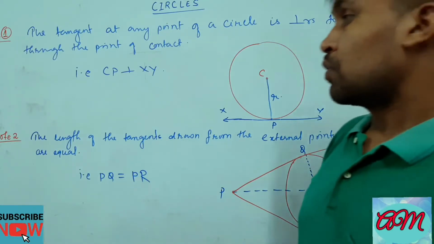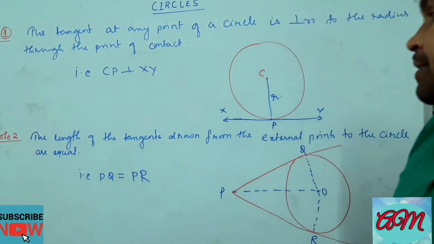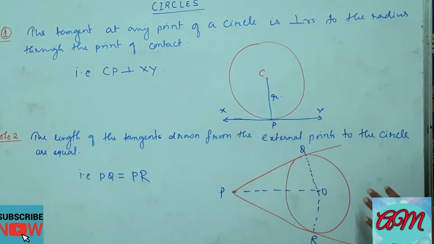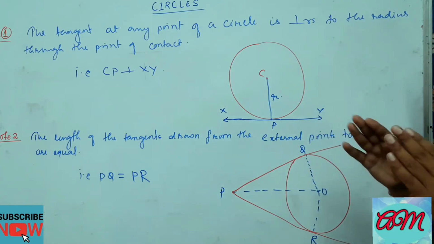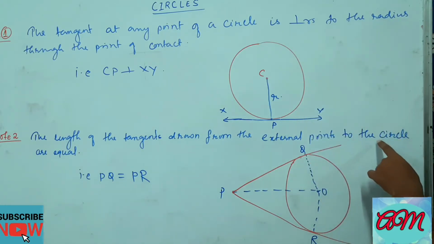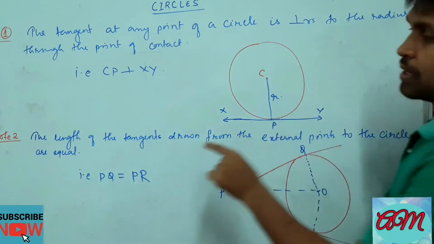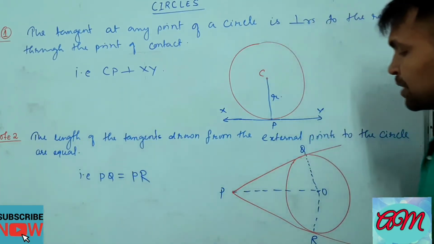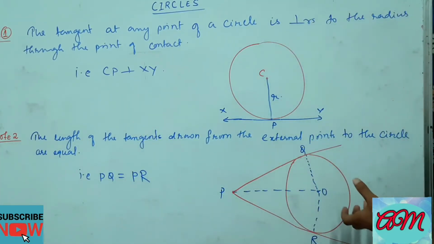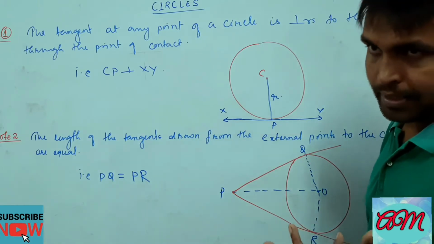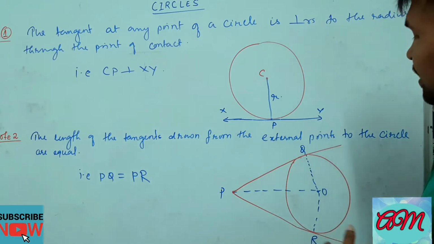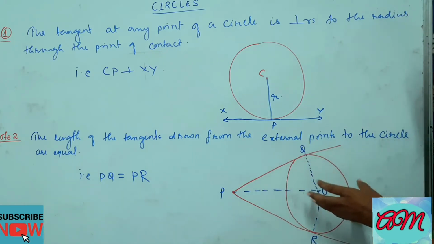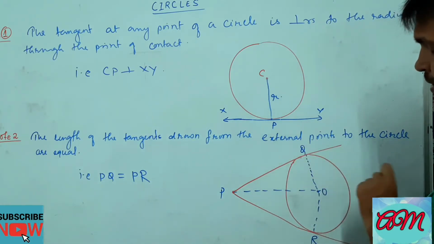Now note number 2: the lengths of the tangents drawn from an external point to a circle are equal. Just see, this is not exactly a circle, but try to understand it. Okay, what is there in the figure? Draw it properly. So this is a circle. This circle has a center O.